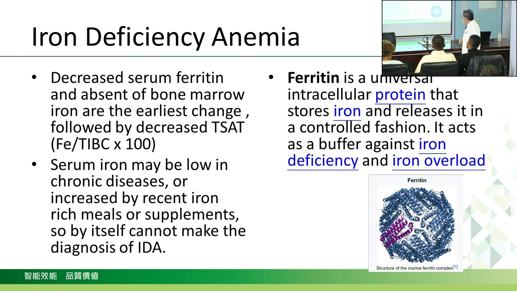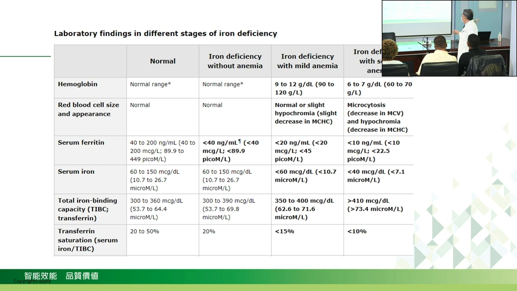What is ferritin? Ferritin is a universal intracellular protein that stores iron and releases it in a controlled fashion. It acts as a buffer against iron deficiency and iron overload. Ferritin is an intracellular protein. I won't read this table; if you have time, you can go back and read it.